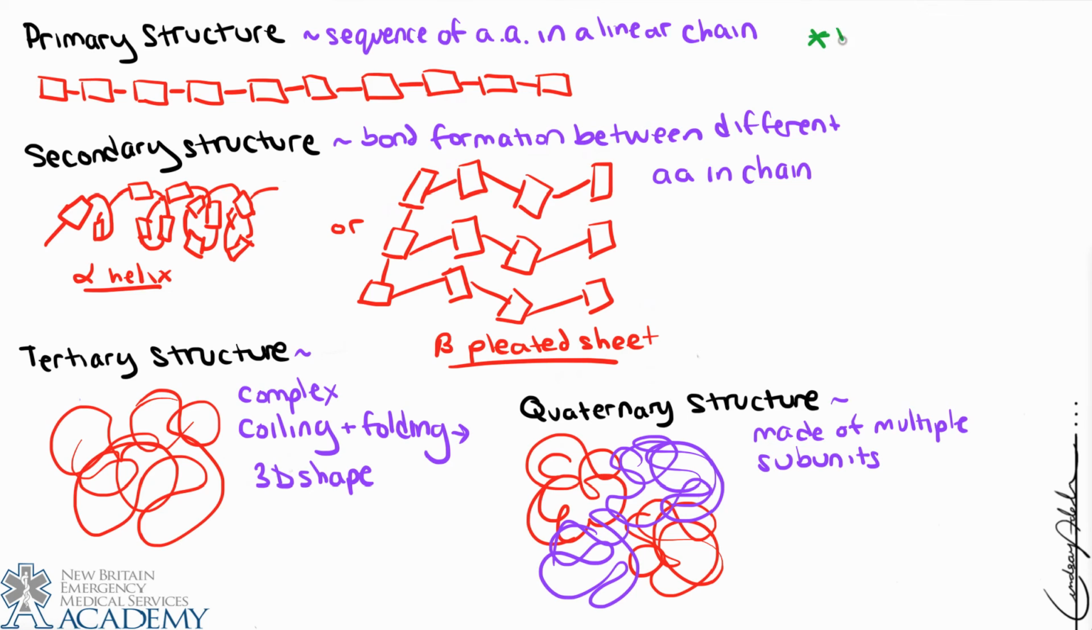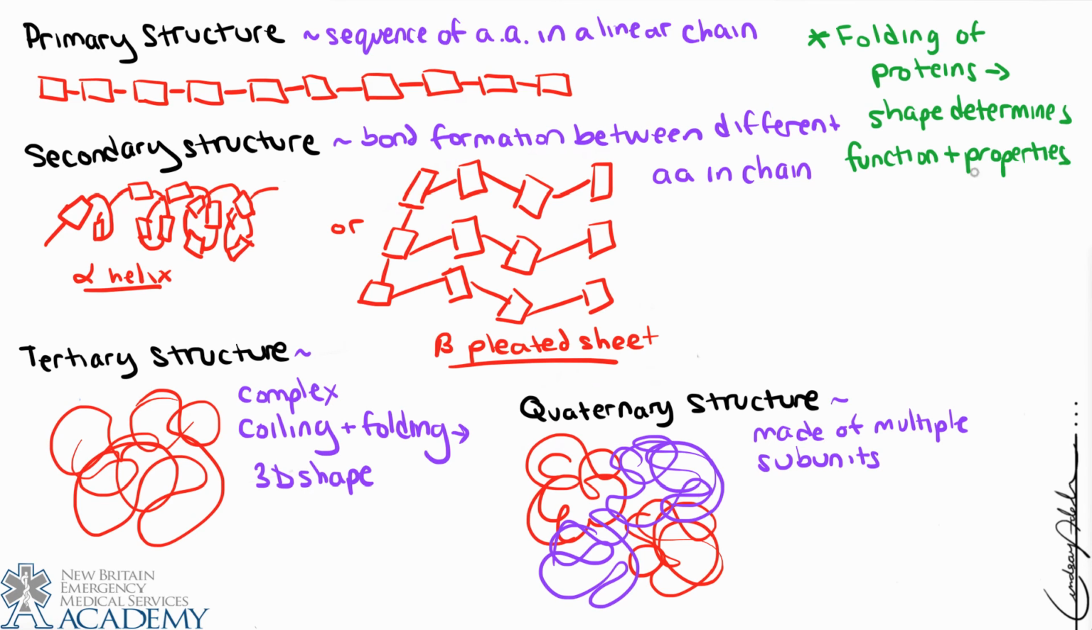So the folding of proteins gives it an interesting shape. That shape is what determines the function and the properties of that particular protein. The protein becomes functional, becomes usable, and is able to do a job once it's all folded up in its three-dimensional shape, or possibly with multiple subunits.